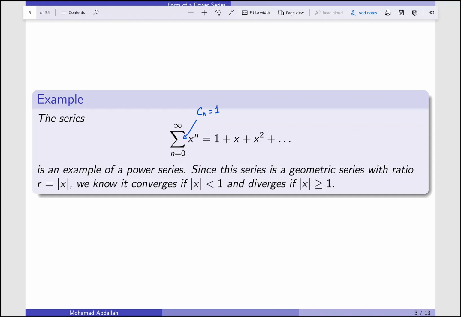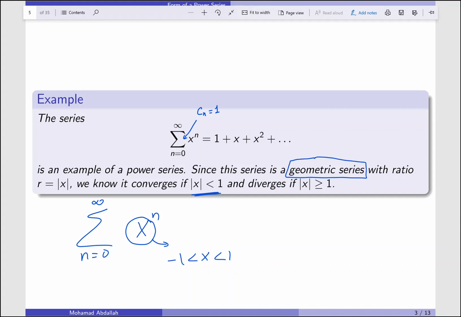And we know more about this, because if you have a geometric series, remember, here I have x to the power n. This converges if x is between -1 and 1, which is equivalent to saying that the absolute value of x is less than 1. So this power series is convergent if the absolute value of x is less than 1, and we know it's divergent if the absolute value of x is greater than or equal to 1. Why do we know this? Because this is a geometric series, and we know this result from the previous chapter.